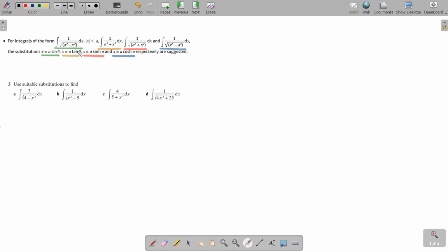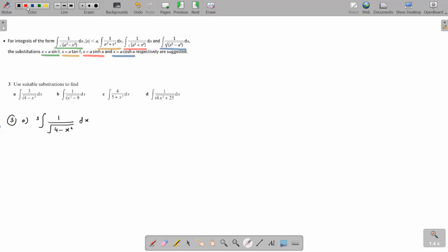Which one is suitable? So I have written the rules. Which rule am I using? Of course the 3 we can take out, there's no problem. We can go with the very first one, right? 1 over root a square minus x square. So what's the substitution we should use? I can take the 3 out, so 1 over root 4 minus x square. What is your a value? 4 is the a square value, which means a is 2.